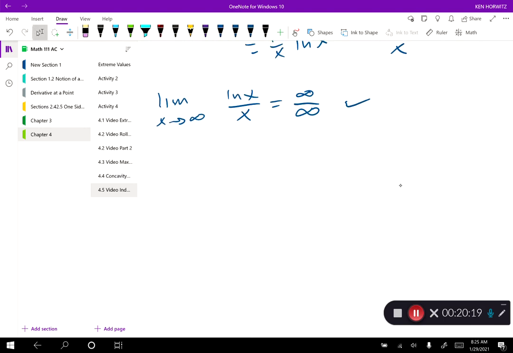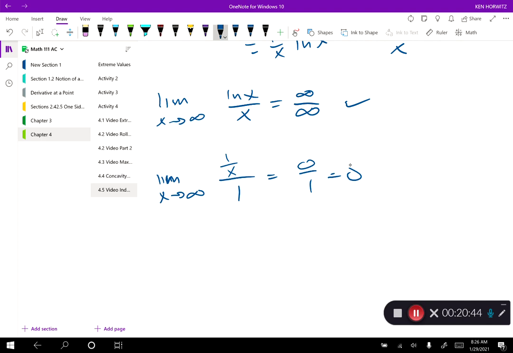All right? So if I have the limit as x approaches infinity, what's the derivative of ln x? It's 1 over x. Derivative of x is 1. So I plug in infinity, I get 0 over 1, which equals 0. All right. So that's a quick overview of indeterminate forms.